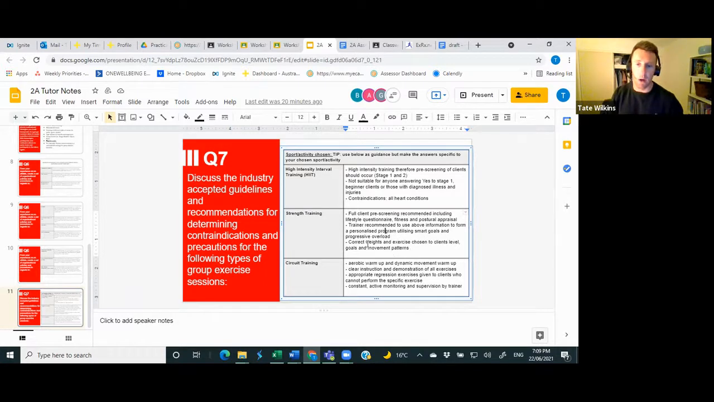The last one, to paraphrase, is the correct weights and exercises chosen must be to the client's level. But I also put goals and movement patterns. So doing power cleans might suit one client, but if they're not really focusing on power training, it might not be that important or good for them. That's probably the main things.